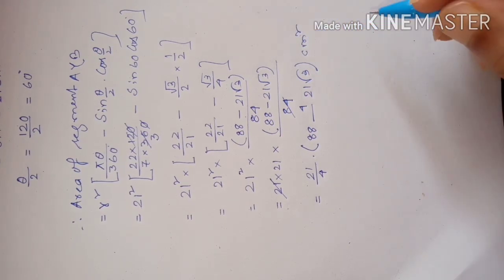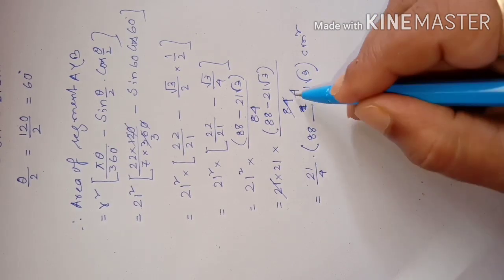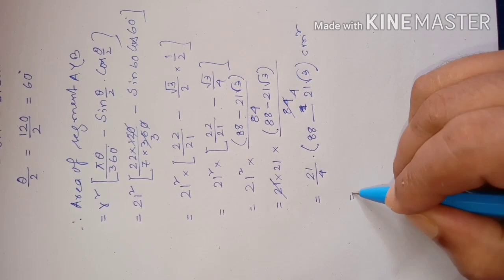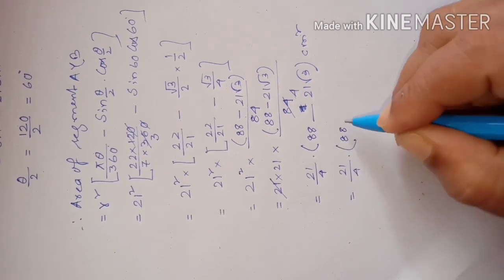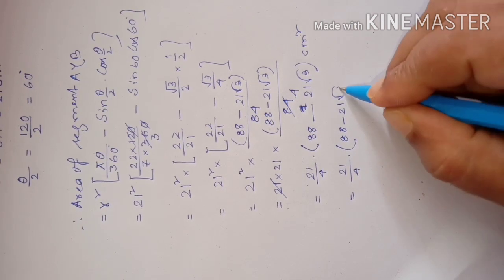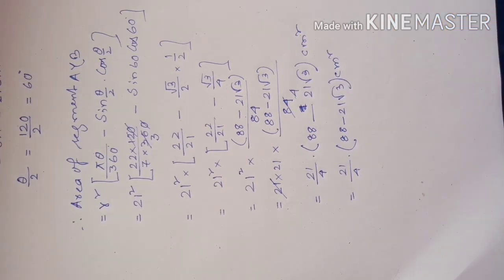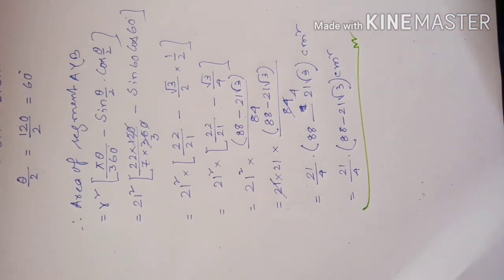This will be the area. Just don't misunderstand this for here. After cancelling this, our area that we got is 21 by 4 into 88 minus 21 root 3 centimeter square, area of the segment. This is our final answer, dear students. We can solve all questions like this, using this formula, area of segment.